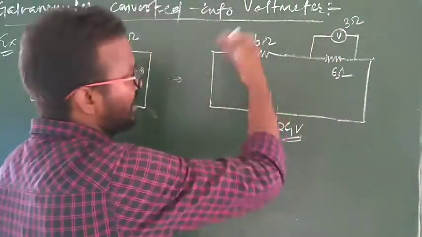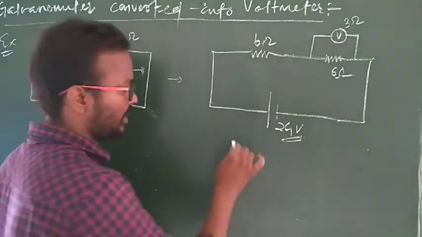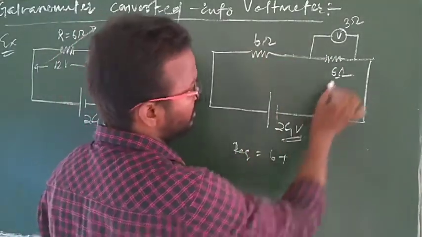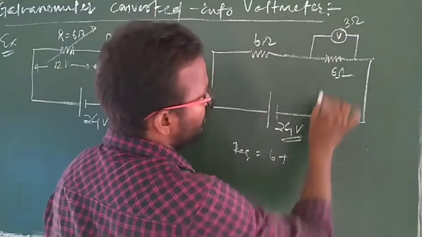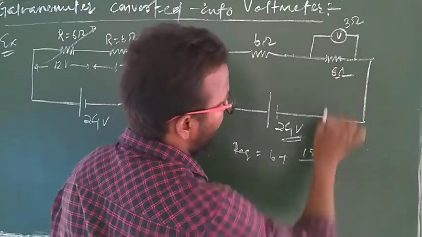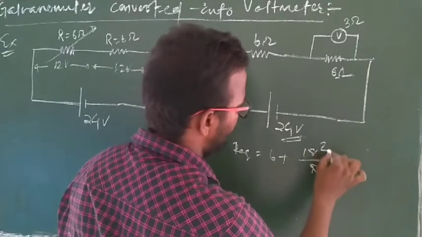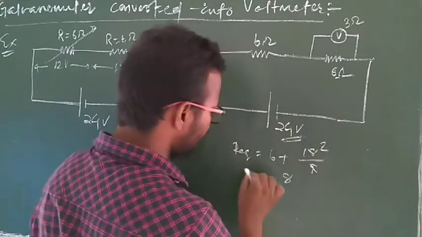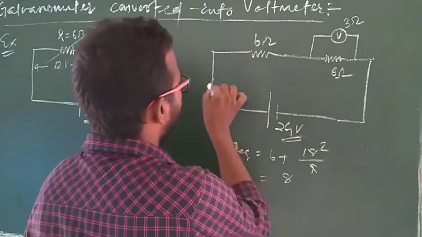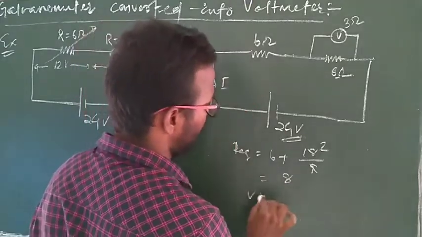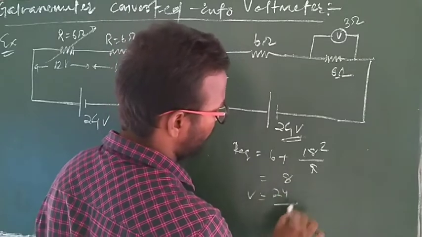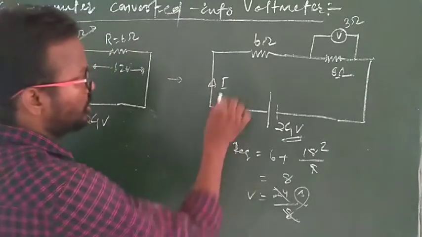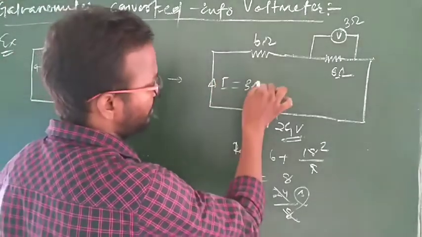Now you have to calculate the total resistance of the circuit. R equivalent equals 6 plus, 6 times 3 is 18, divided by 6 plus 3 is 9, that is 2. So 6 plus 2 is 8, that means R equivalent is 8. So the current flowing through the circuit, I equals total EMF 24 divided by total resistance 8, that is 3. Clear? So the total current flowing through the circuit is 3 ampere.